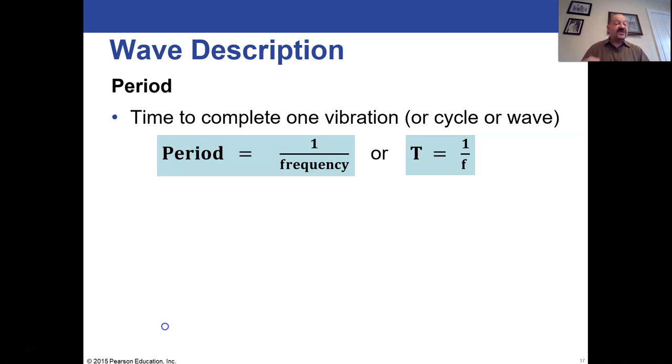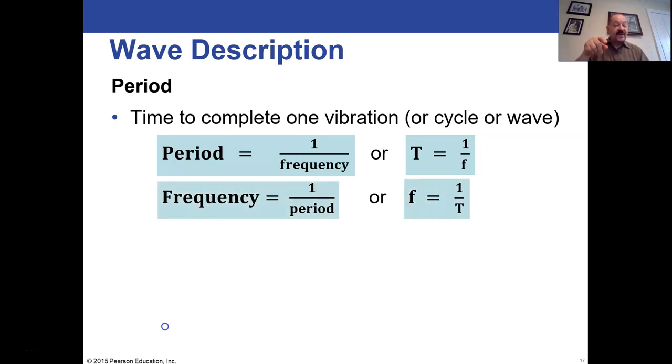So period is exactly the reciprocal of frequency. Period is 1 over frequency, and frequency is 1 over period. So if you have one, you just plug it into a calculator and hit that 1 over x button. Some calculators have a button that says x to the minus 1 power. It's the same thing. That's your reciprocal button. You type in period, you hit that button, you'll get frequency. You type in frequency, you hit that button, you'll get period.